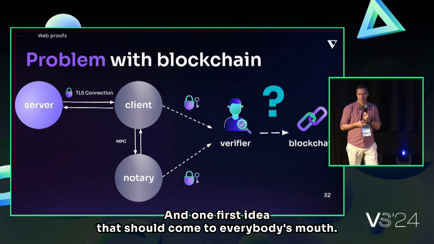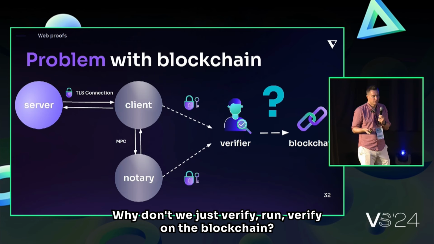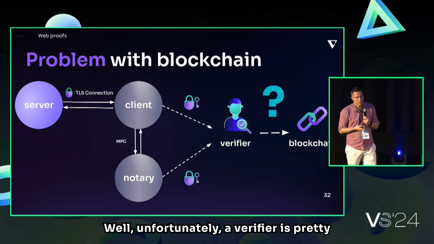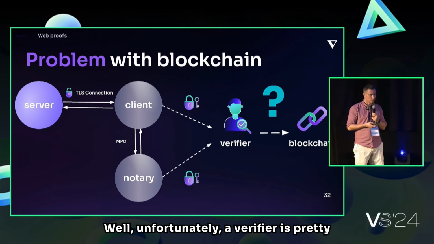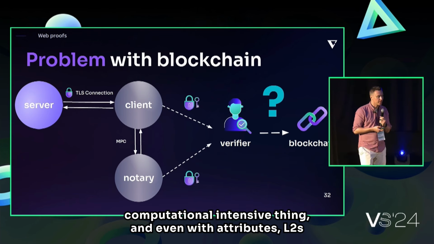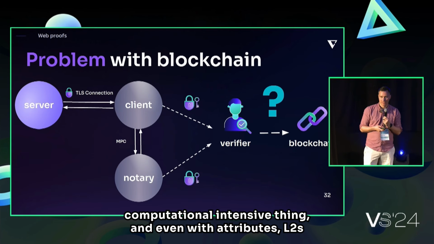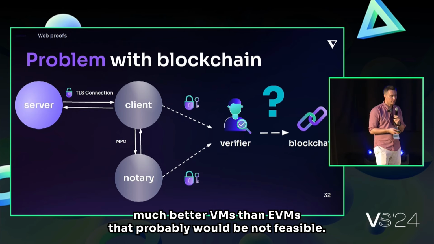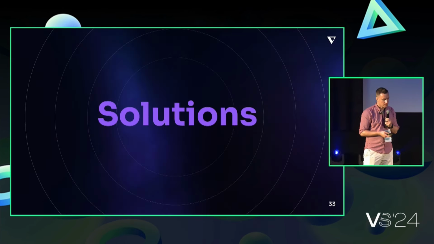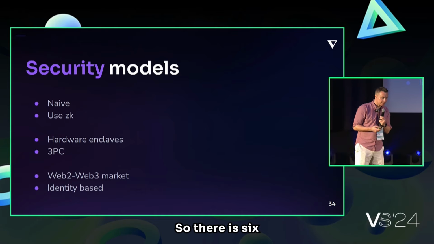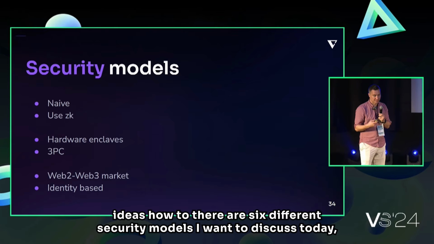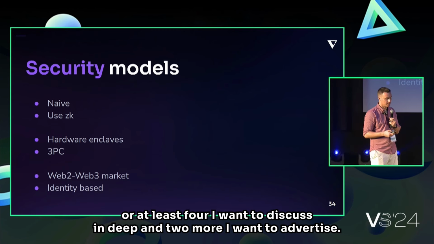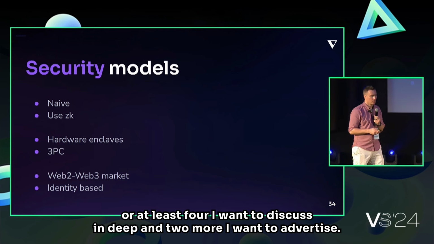And one first idea that should come to everybody's mind: why don't we just run the verifier on the blockchain? Well, unfortunately, a verifier is a pretty computationally intensive thing, and even with the cheapest old tools and much better VMs than EVMs, that probably would not be feasible. So there are 6 different security models I want to discuss today, or at least 4 I want to discuss in depth, and 2 more I want to advertise.